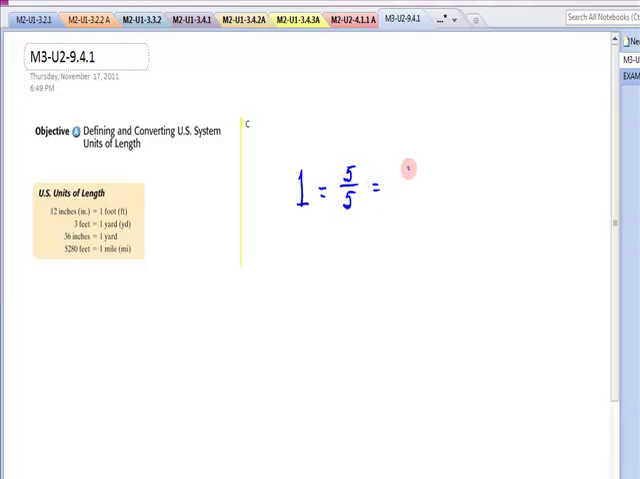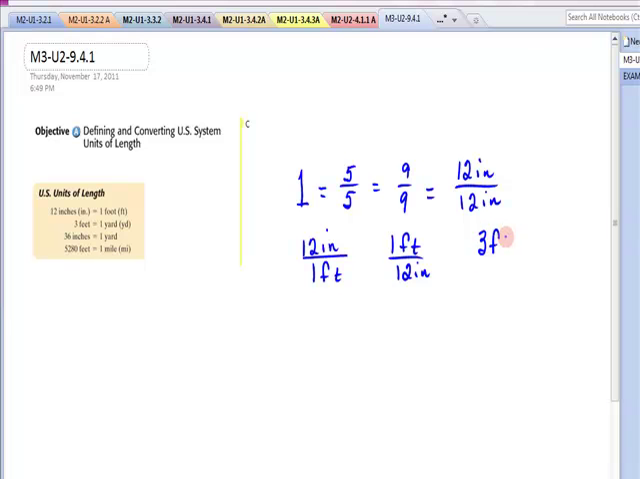It could be 5 over 5 or 9 over 9. It could even involve labels. It could be 12 inches over 12 inches. All of those are equal to 1. Something you might not think about is that any one of these facts could be turned into the number 1. For instance, I could have 12 inches over 1 foot, and that's equal to 1. I could also have 1 foot over 12 inches. That's equal to 1. I could have 3 feet over 1 yard, and that's equal to 1. So we'll be taking these facts and turning them into fractions that are equal to 1.